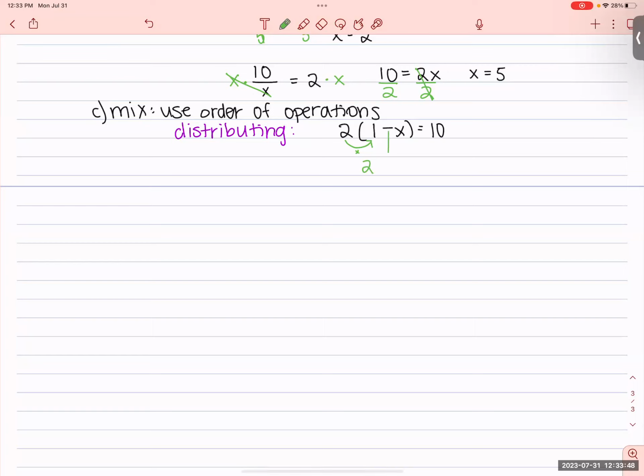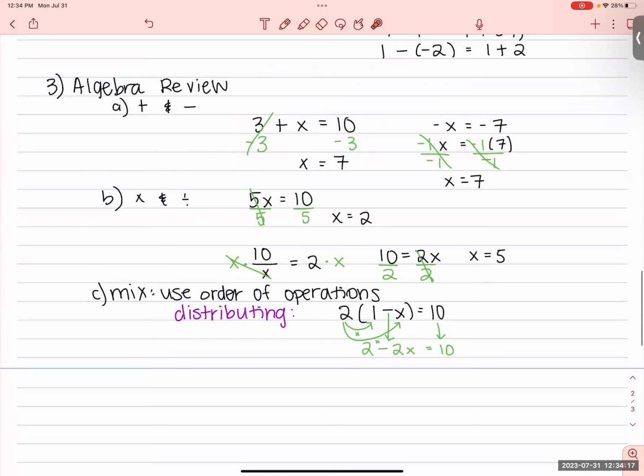Now we're going to bring down whatever sign is in here. And then we're going to say 2 times x is 2x. And then we bring down whatever's on the right side. Then we can combine like terms. So the 10 and the 2 are like terms because they don't have x's in them. And we can just do the same thing we've been doing with addition, subtraction, multiplication, division to isolate our x in steps.